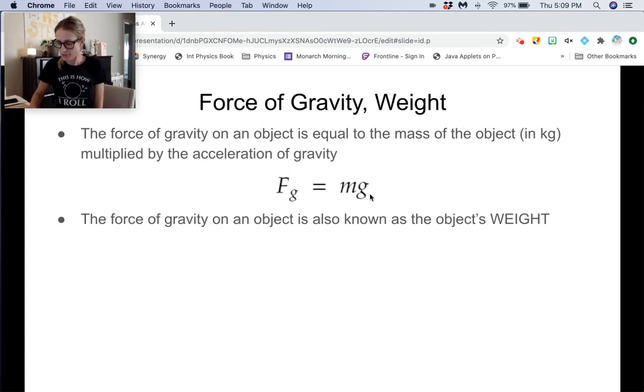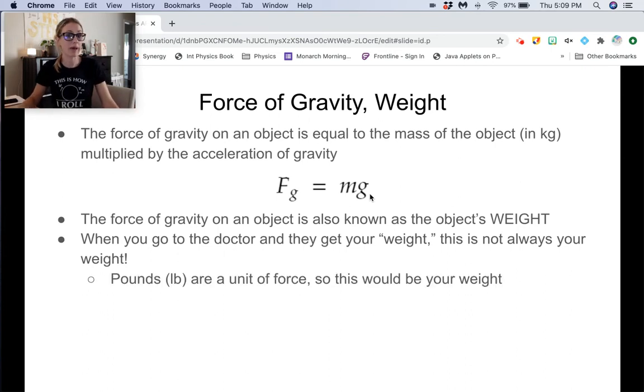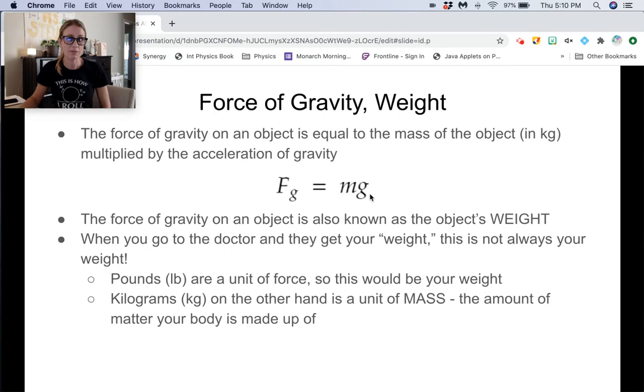It's because they do. Now, when you go to the doctor and they get your weight, it's not always your weight. If they're getting your weight in kilograms, it's not actually your weight, it's your mass. But if they're getting your weight in pounds, pounds is actually a unit of force as well. So this would be your weight. But kilograms, like I said, is a unit of mass. Mass is the amount of matter that your body is made up of, the amount of stuff your body is made up of. So that's not going to change.